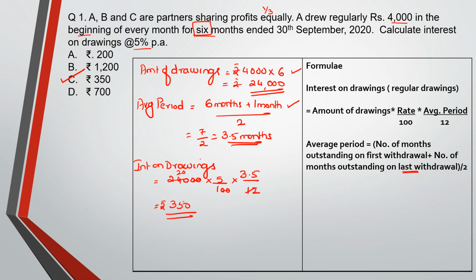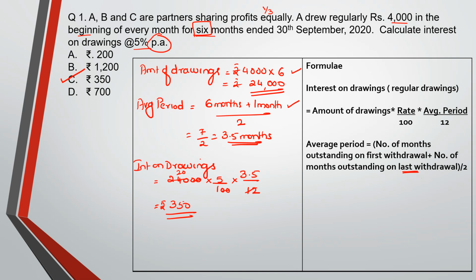Thirdly, calculate correctly, because if you take 3.5 divided by 6, then it would be a major mistake. Because the rate of interest has been given as per annum, always the denominator here would be 12. The average period only changes according to the calculation here for 6 months period. So I hope that is clear. This was a concept related to interest on drawings.